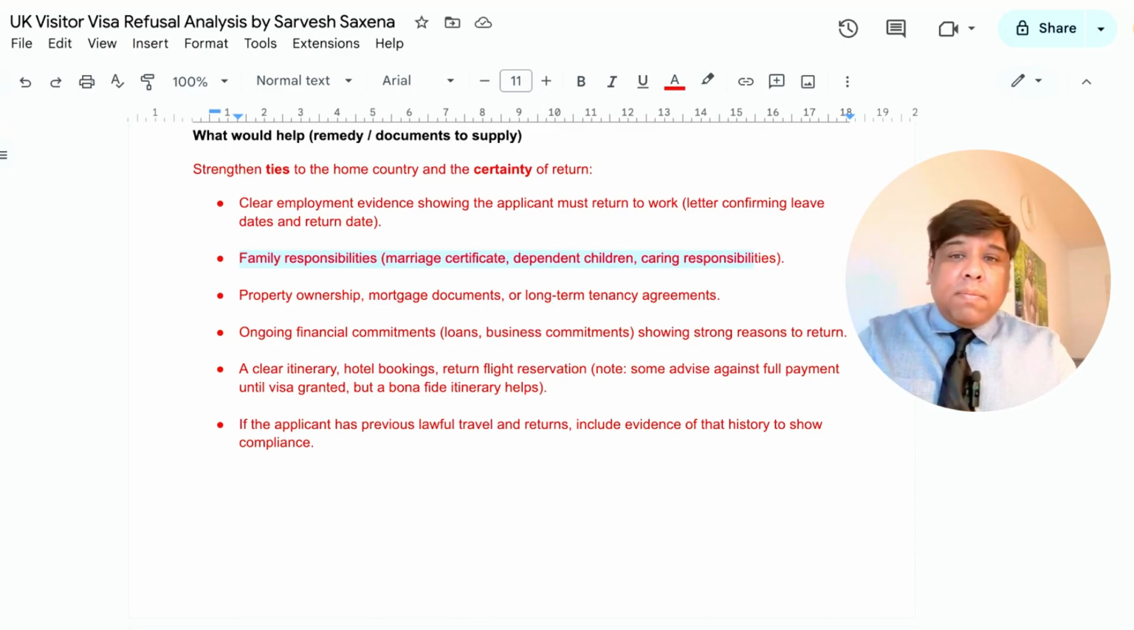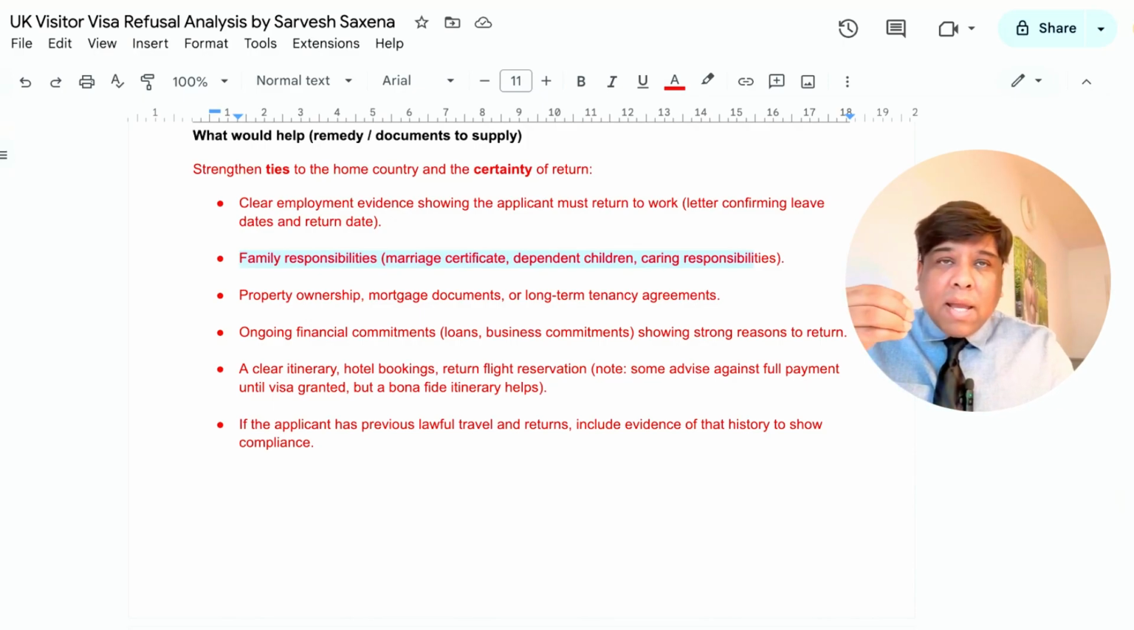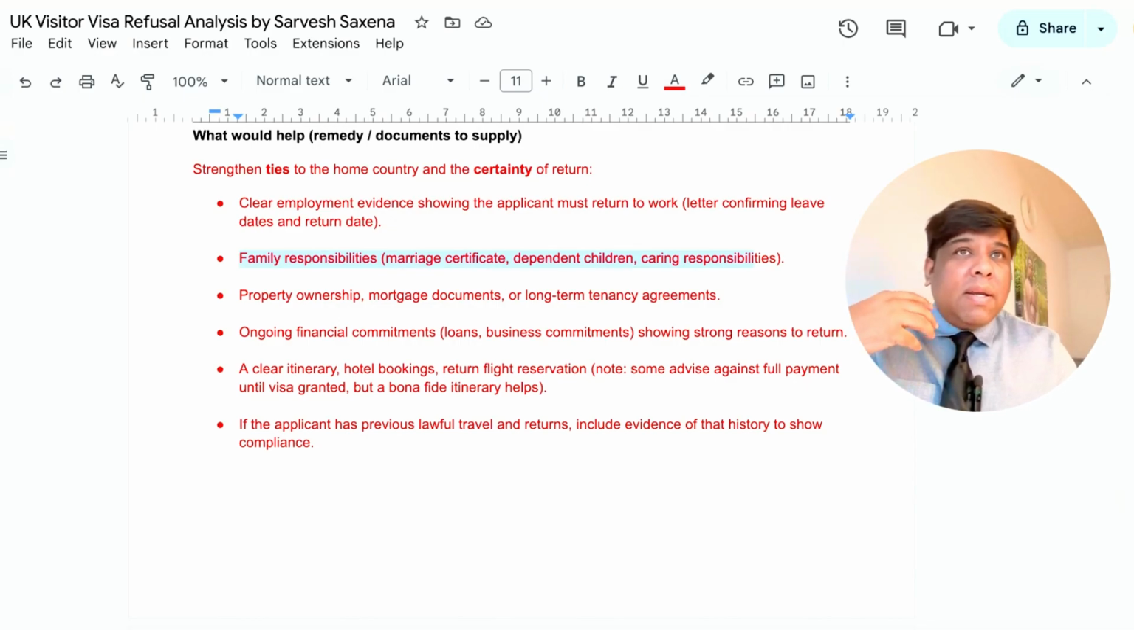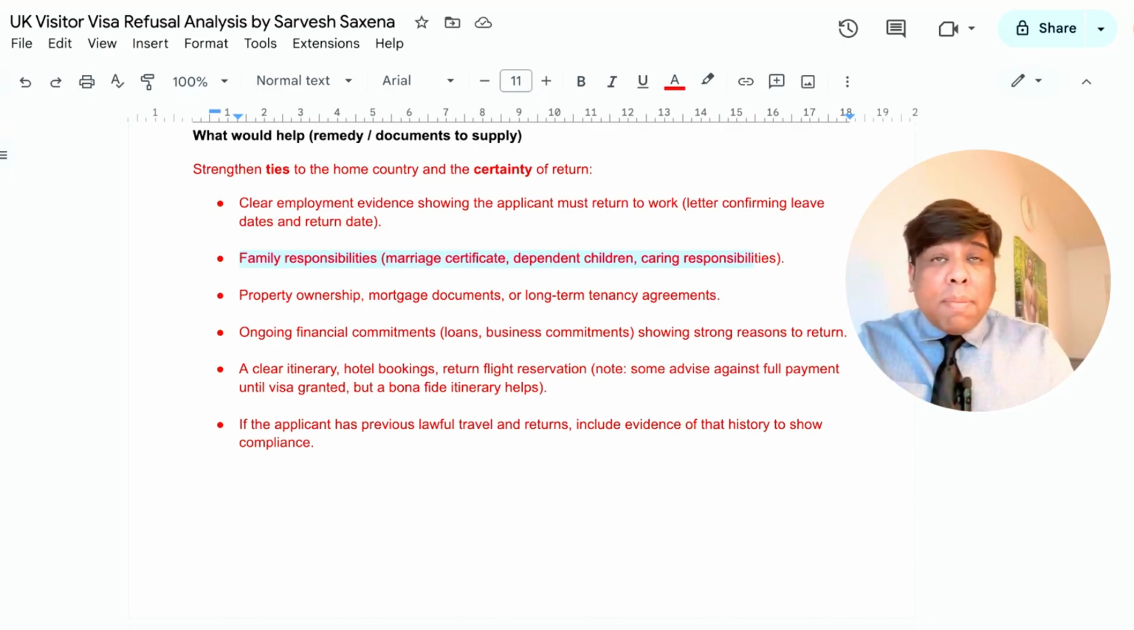If you don't have children, no problem. If you don't have a wife, no problem, but you should show that I have a job. I am going for a vacation. I'm watching a cricket match, or I'm attending a wedding, but then I have to come back because I have to earn my own money. And this is the reason that I am going to the UK, and because I have to join my job. If I don't return, then I will lose my job.